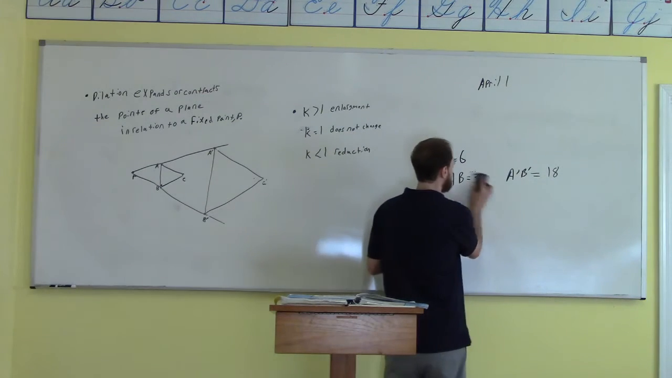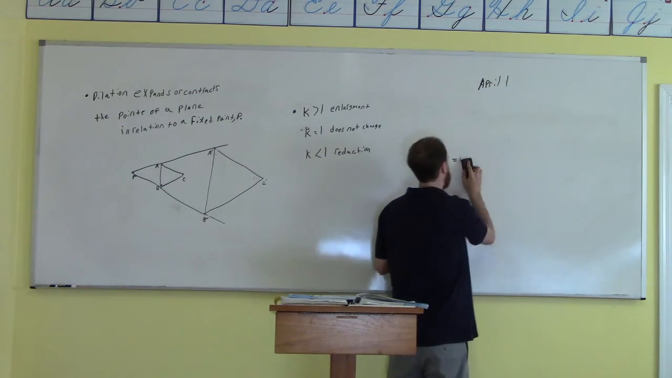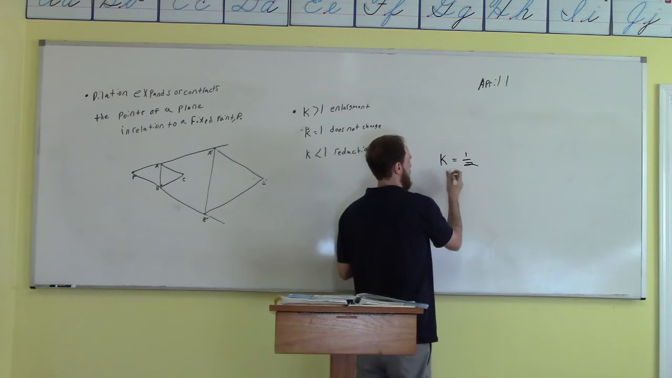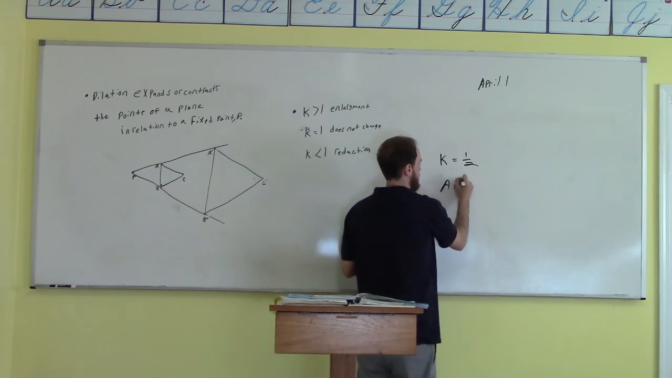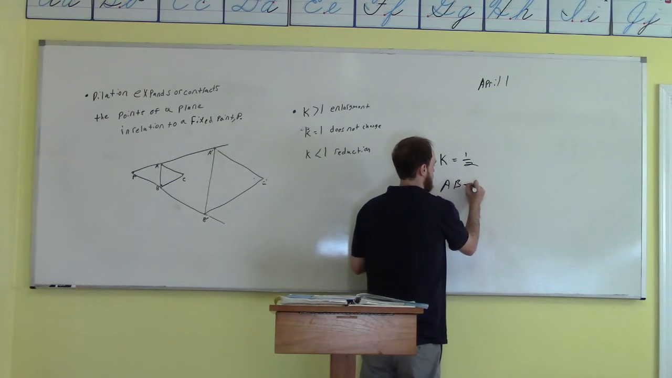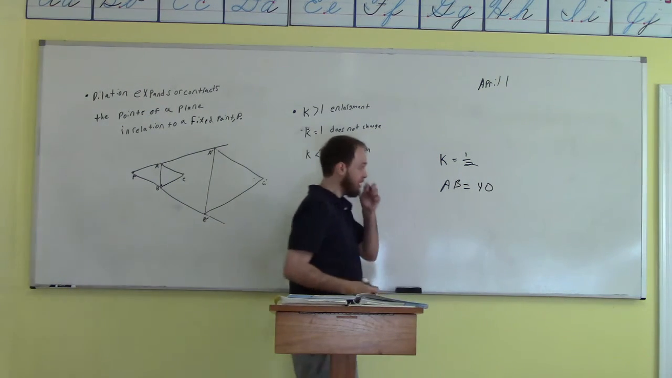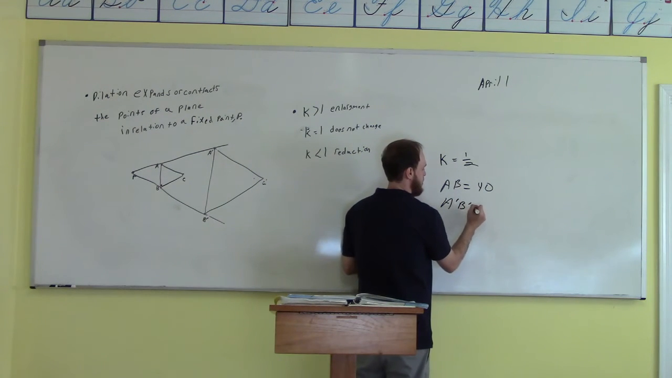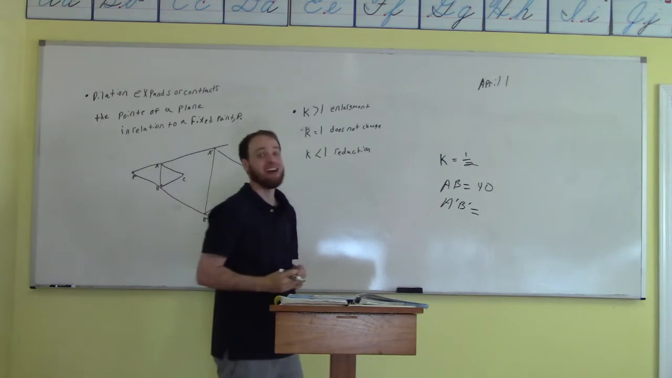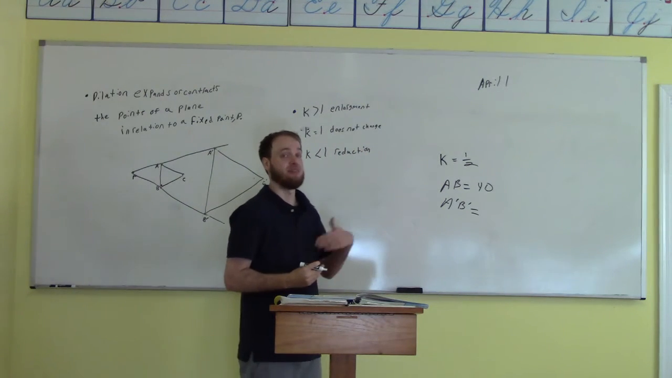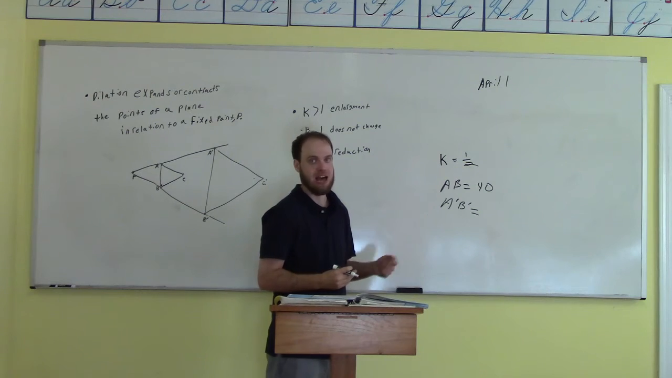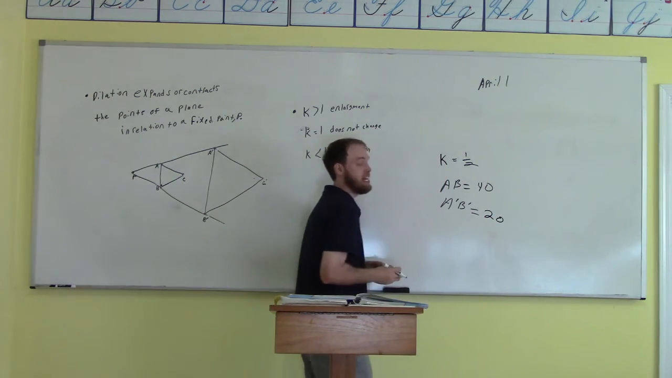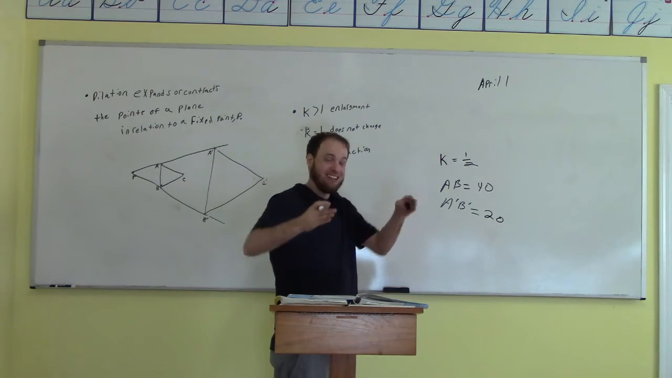All that would happen would be if they said that K was 1/2 and our AB was, say, 40, then what would my A prime, B prime measurement be? In this case, you're going to take 40 and divide it by 2, or multiply times the 1/2, and you would end up with 20. And so my A prime, B prime is 20, meaning whatever this side is going to get smaller.